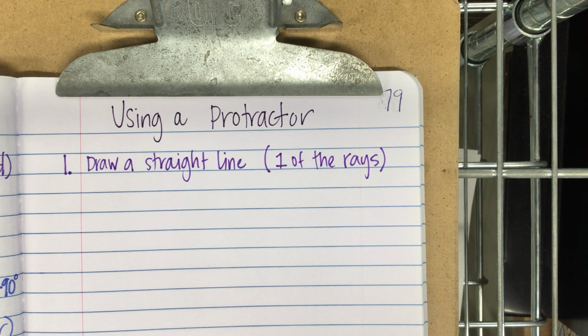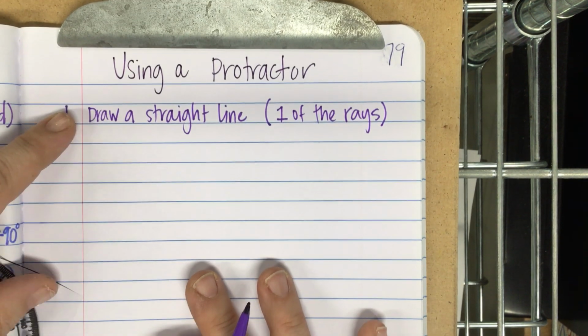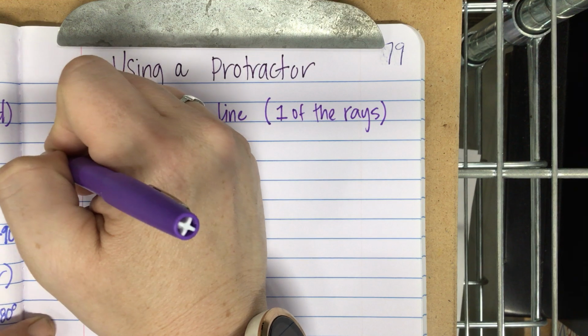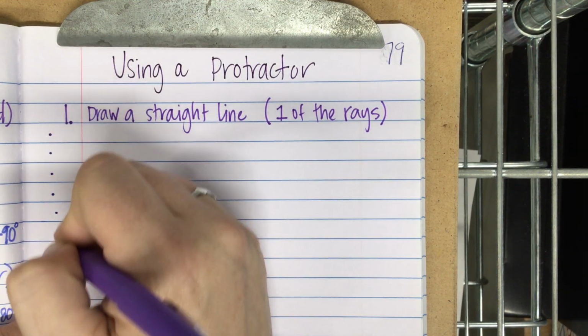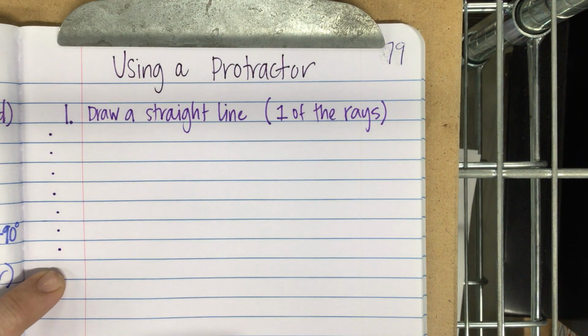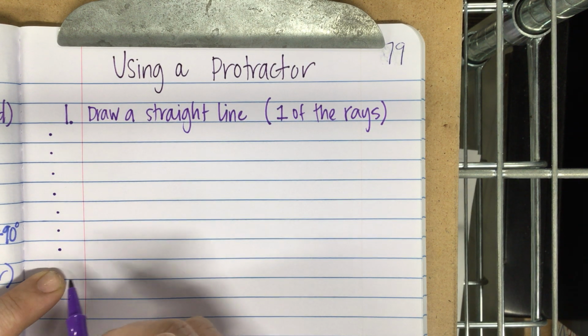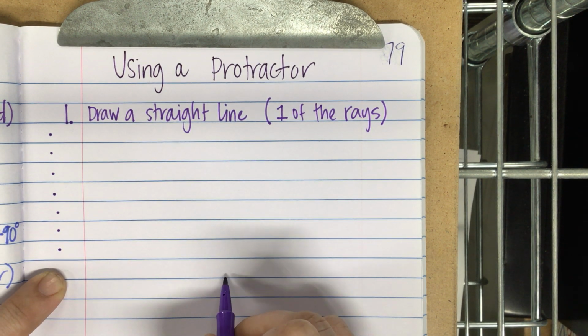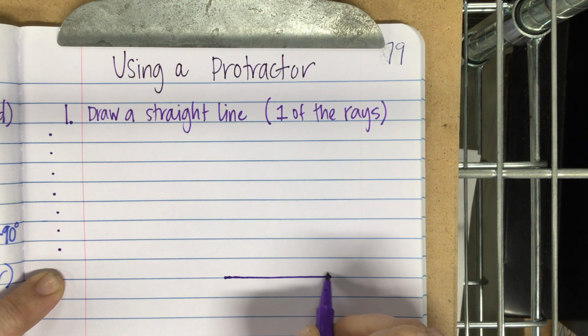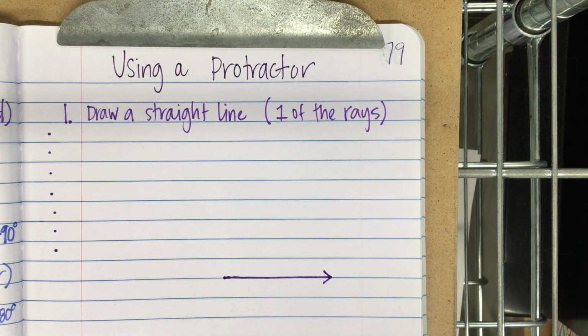The easiest way to draw a straight line, let's skip 8 lines. The easiest way to do that is to use your paper. That's the easiest way.